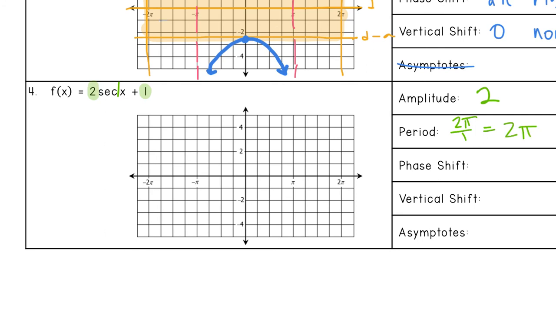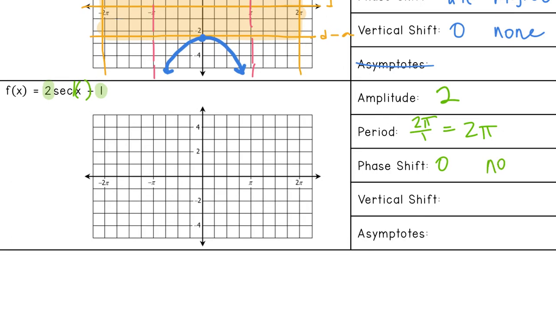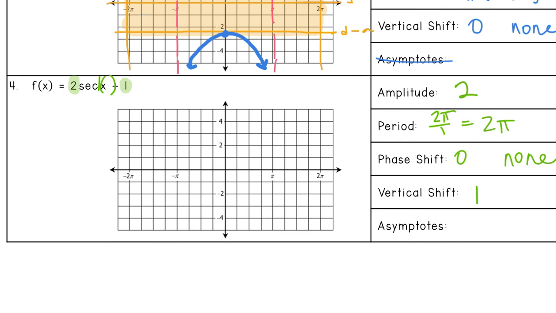Phase shift has to be in parentheses, but since there's nothing there, I don't have a C. So 0, it's not going to move left or right. It's going to stay in the center. And in vertical shift, I have that 1. Oops, I wrote over it, so let me erase so I can see what it said. It was a plus sign, so that means it's going to go up.